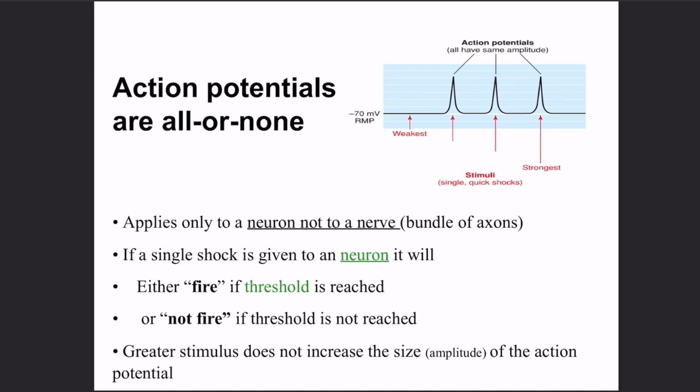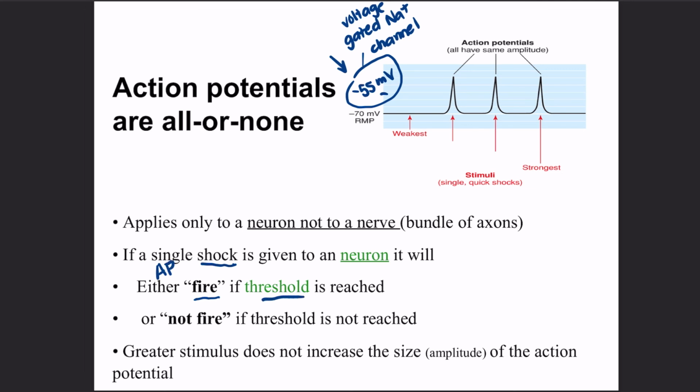Action potentials are an all or none event. They have to pass that threshold of negative 55 millivolts because that is what opens up that voltage-gated sodium channel. And if they pass through that negative 55 millivolts, there is going to be an action potential. As long as they go through this, there's going to be an action potential. A single stimulus is given to our neuron. It will activate or fire or give an action potential if the threshold is reached, if that negative 55 millivolts is reached. If not, it's not going to open those voltage-gated channels.